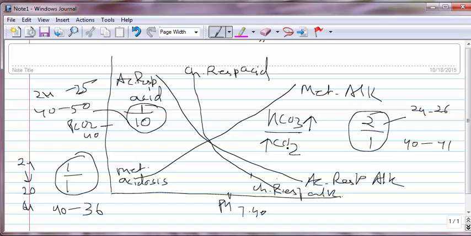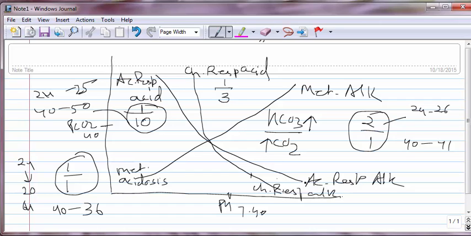Similarly for chronic respiratory acidosis, for every 3 unit increase in carbon dioxide, you will have only a single unit increase in bicarb. So see the change here? Now the body has started compensating.